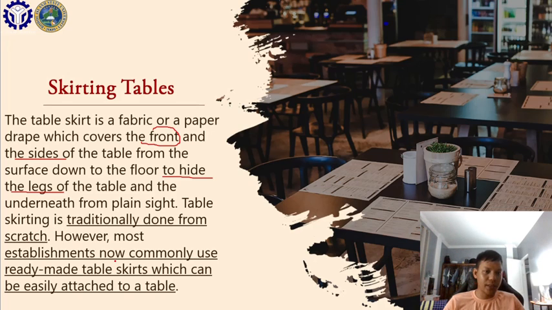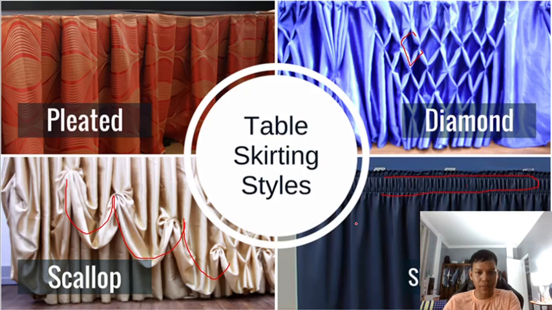The table skirting is traditionally done from scratch. However, most establishments now commonly use the ready-made table skirt, which can be easily attached to the table. As I mentioned a while ago, this is a ready-made design table skirting. You just put the thumbtacks here. But usually or traditionally, it comes from scratch. For example, this one is a plain or raw tablecloth. So you put pins to have a design like a diamond, pleated, and scallop.